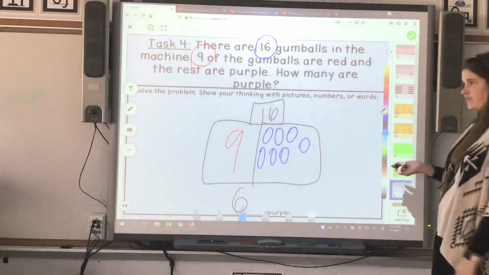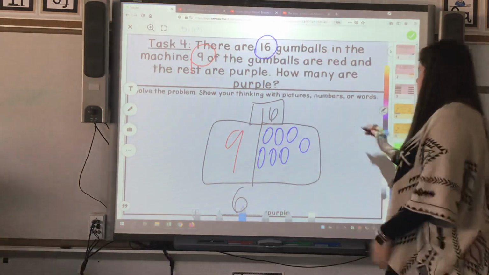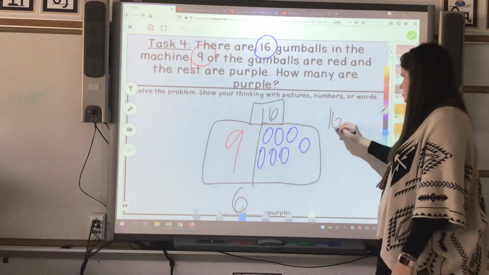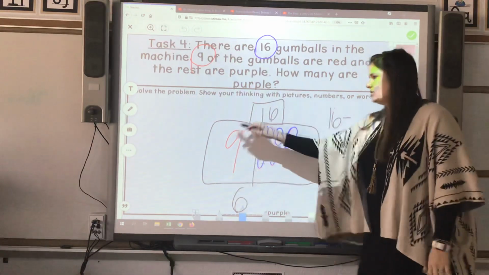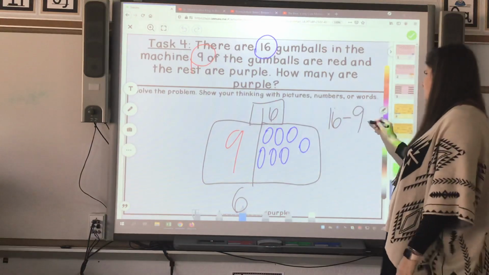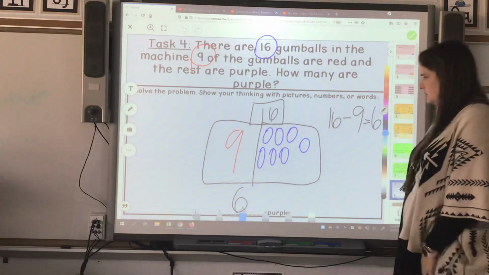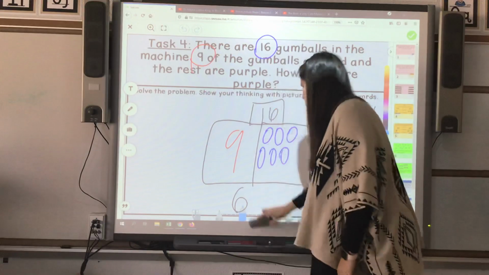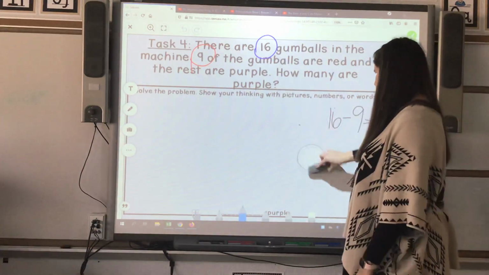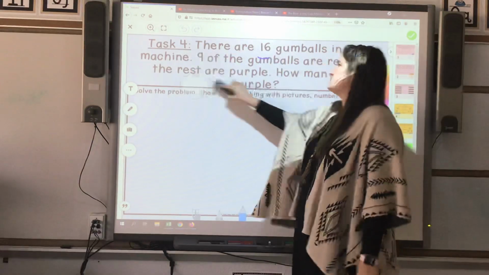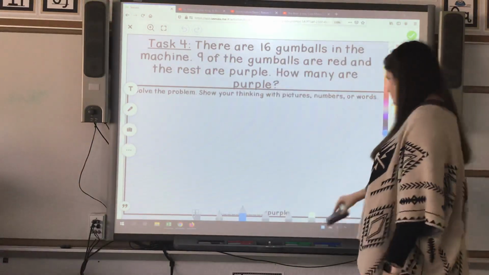In order to finish this problem, you also need to write your equation. So I have 16. I took away 9, and that gave me 6. You could also have written an addition equation. Your addition equation could have said 9 plus 6 equals 16.